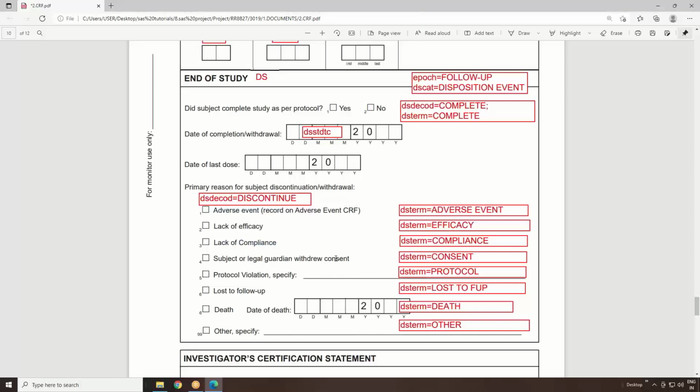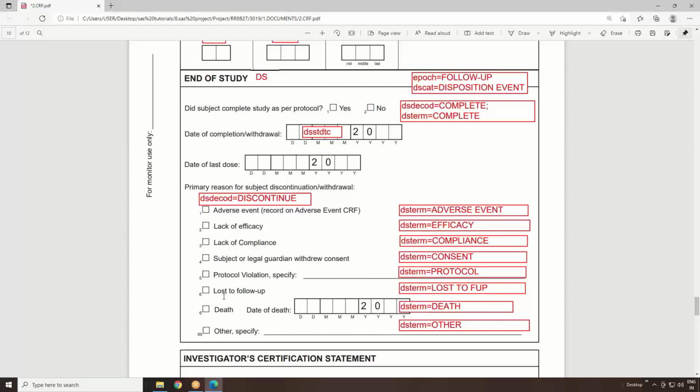Suppose it is a pediatric trial, maybe the parents are not interested to continue in the clinical trial anymore for their kid, so they choose that, okay, the patient's parents are not interested to continue because of that reason. Or were there any protocol violations, specify those. And lost to follow up, because you took a decision on the first day itself at baseline, and from there onwards he is not coming to the clinical trial, because of that reason he is discontinued.